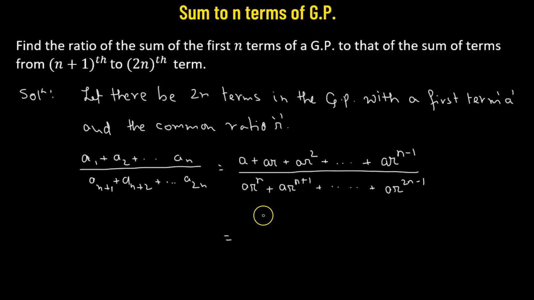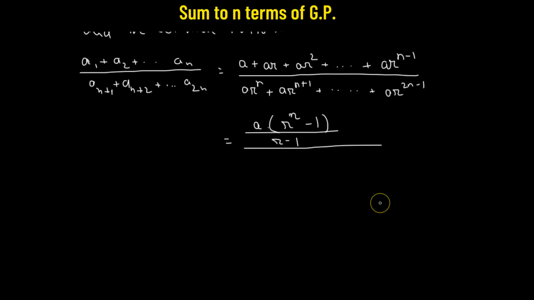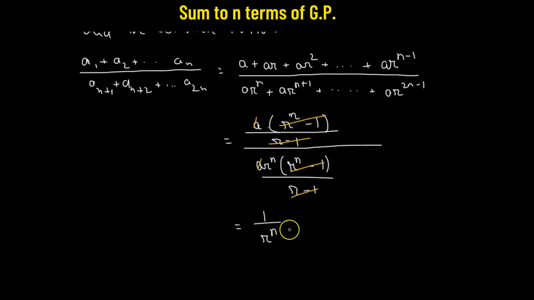So applying the sum formula, the sum up to n terms of the numerator will be the first term A multiplied by the common ratio R raised to the power of n minus 1, whole divided by R minus 1. And then in the denominator, we are going to have AR raised to the power of n as the first term, multiplied by the common ratio, still R raised to the power of n minus 1, all divided by R minus 1. So here we see that we are finally left with the value 1 divided by R raised to the power of n. So the ratio has a value of 1 over R raised to the power of n.